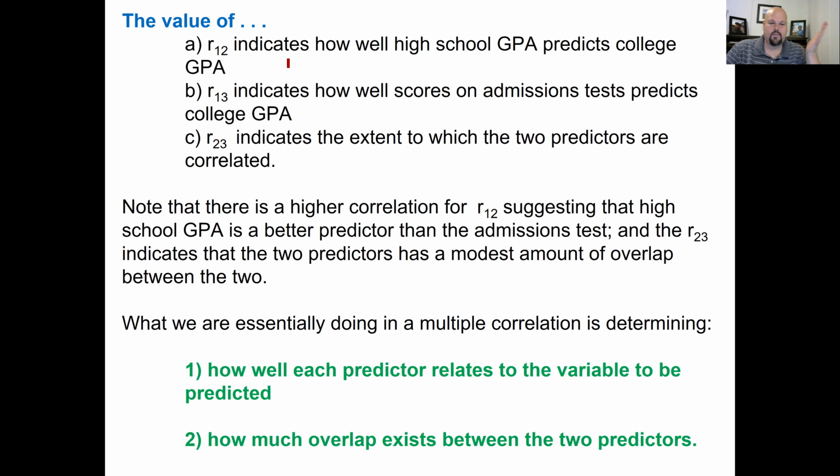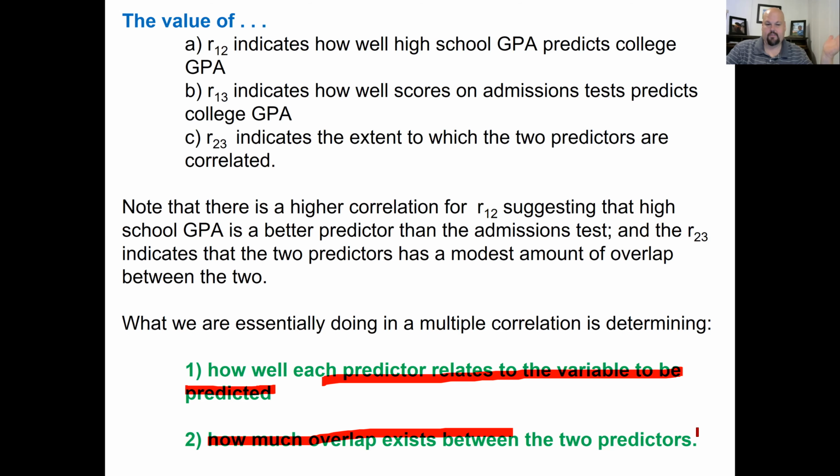The value of R12 indicates how well high school GPA predicts college GPA and so on for R13 and R23. I will label these, I'll put them in order. You won't have to worry about doing that. What we're essentially doing in multiple correlation is determining how well each predictor relates to the variable to be predicted. And then how much overlap exists between the two predictors. That's what we're looking at overall between these variables.